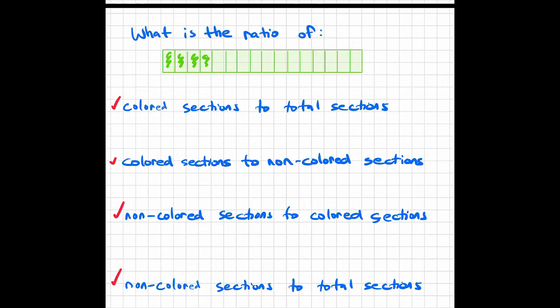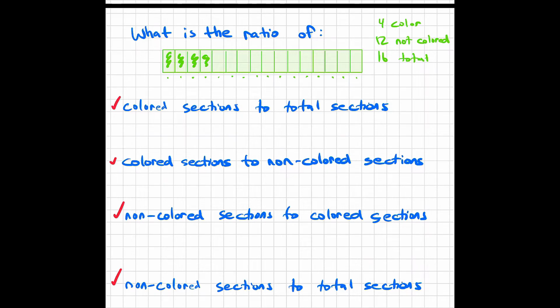And how many total sections do I have? Well, I got 1, 2, 3, 4, 5, 6, 7, 8, 9, 10, 11, 12, 13, 14, 15, 16. So basically what I've got is 4 colored. I got 16 total, which means that I got 12 that are not colored. So that's the information you need to extract at the beginning before we start figuring out the ratios.